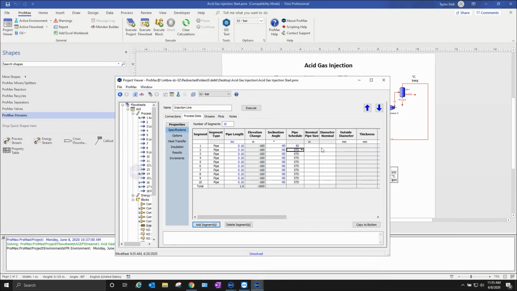Our pipe schedule is still going to be 80. Our nominal pipe size is still going to be 2 inches.